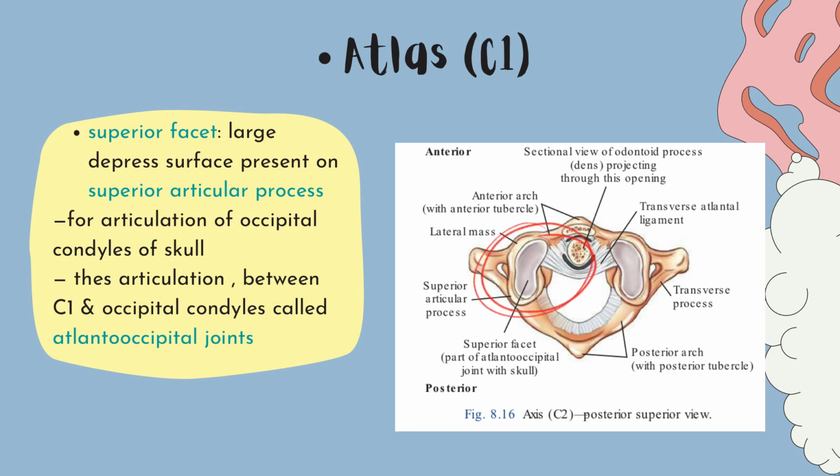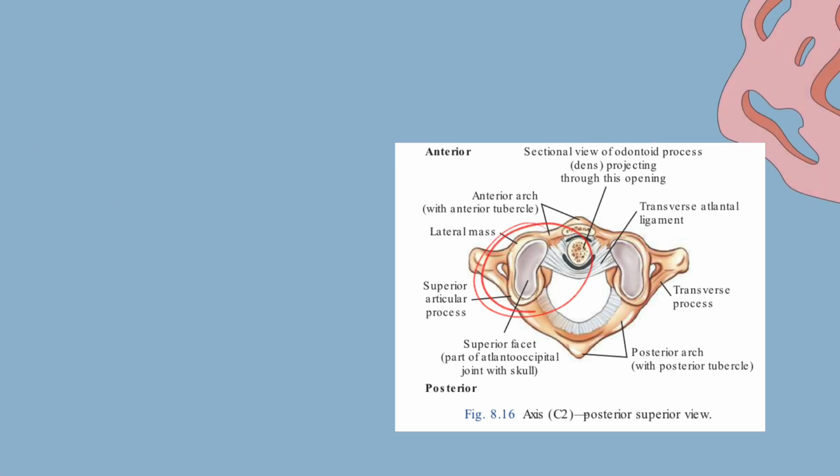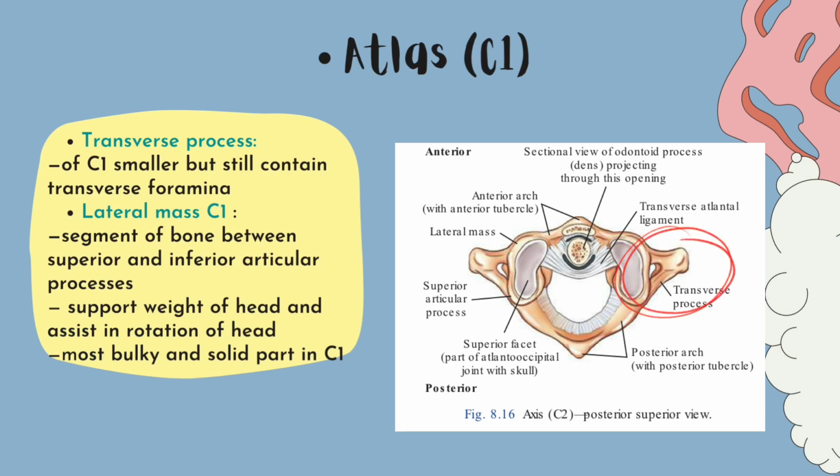It is for articulation of the occipital condyles of the skull, and the articulation between C1 and the occipital condyle is called the atlanto-occipital joint. Next, the transverse process of C1 is smaller but still contains transverse foramina. The lateral mass of C1 is a segment of bone between the superior and inferior articular process. It supports the weight of the head and assists in rotation of the head. It is the most bulky and solid part of C1.